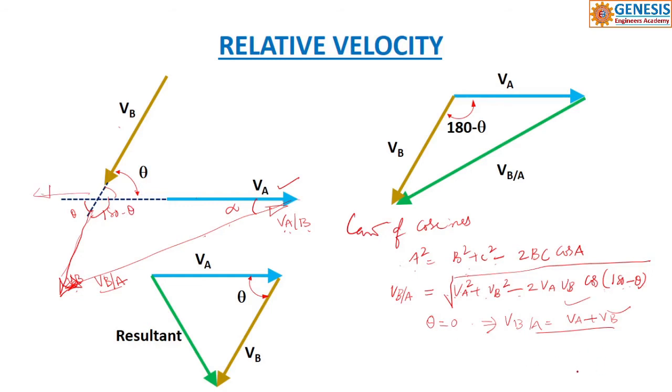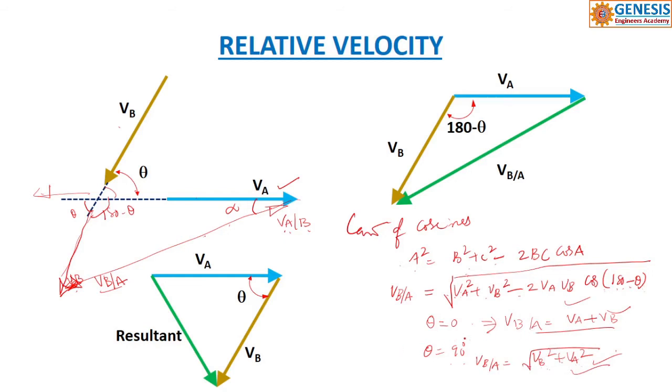Okay, next, if theta is equal to 90, what would happen? If theta is substituted here, 180 minus 90 is 90, cos 90 is 0. So the magnitude is VB square plus VA square. This is going to form a right angled triangle. For a right angled triangle, hypotenuse square is equal to side square plus side square. So this is the equation to be used, but you need not memorize it. You can simply write that.